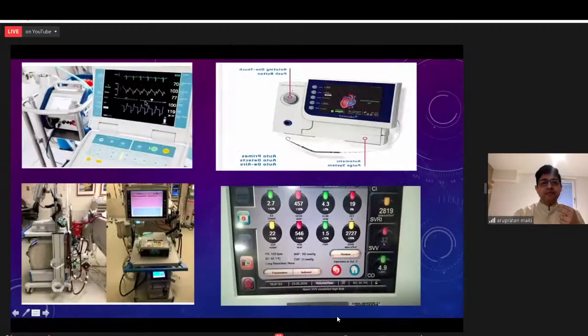So these are the different photos. This is the intra-aortic balloon pump. This is the Impella, which is commonly used. It's the ECMO. Usually you have to use a VA ECMO to support the heart, and you can use complex monitors like PICO and all these things.